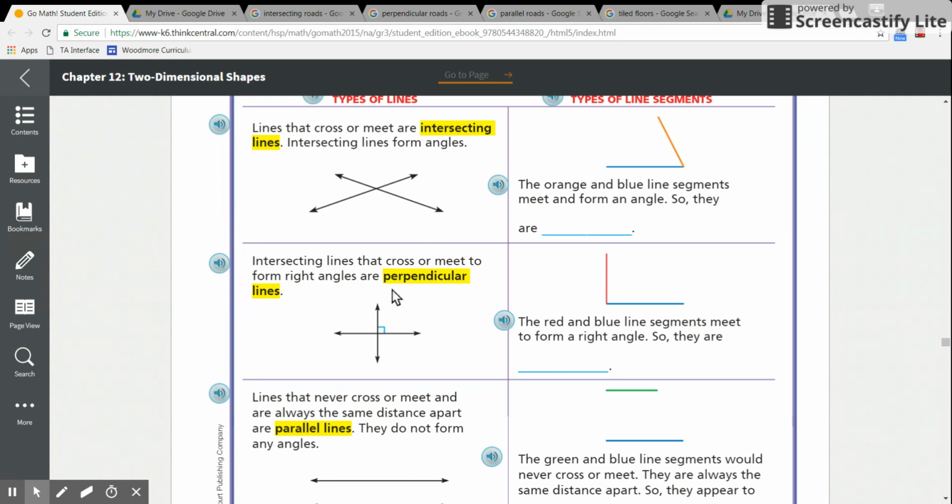The second one is a fancy word called perpendicular. All right, so intersecting lines that cross or meet to form a right angle are perpendicular. And we remember from our previous lessons that right there is the symbol.